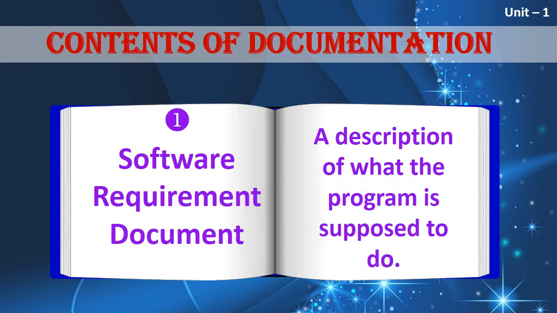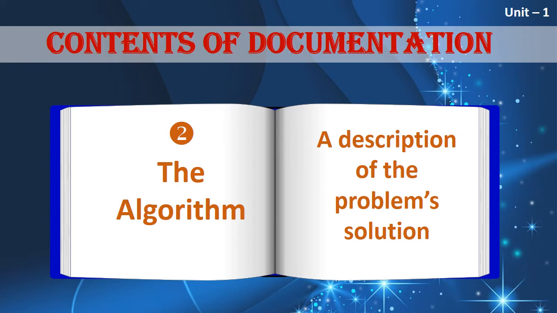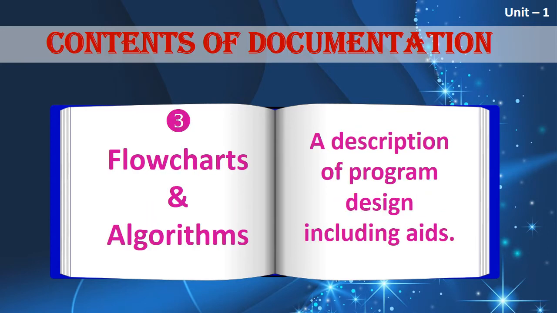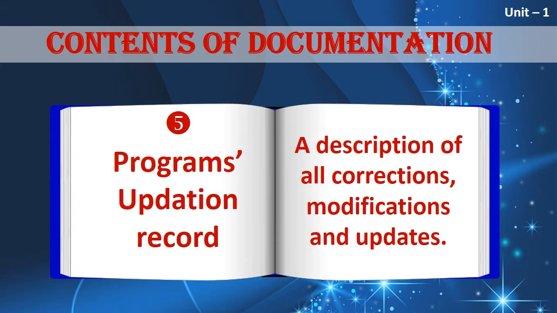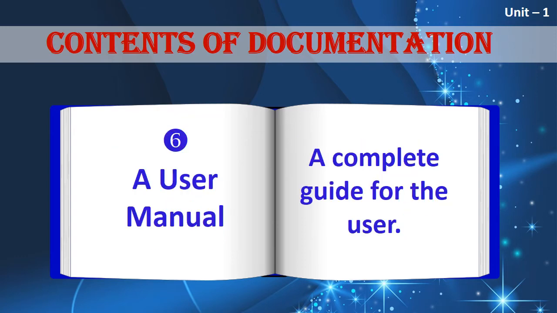Number 1. Software requirement document, a description of what the program is supposed to do. The algorithm, the description of problem solution. Flowcharts and algorithms that we have made during the design. Program's testing phase, all the tests, their data and results. Program's updation record, all corrections, modifications and updates that we have made. And last of all, a user manual, a complete guide for the user that how to use the program.